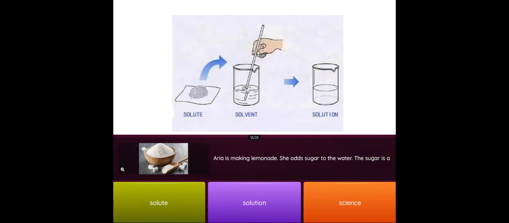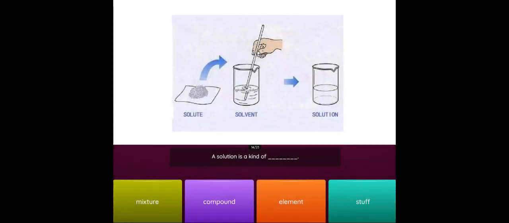Okay, looking at this one, Aria is making lemonade. She adds sugar. What do we call the sugar when we put it in? The sugar is going to be called the solute. It's the powder or the granules that we put into water.